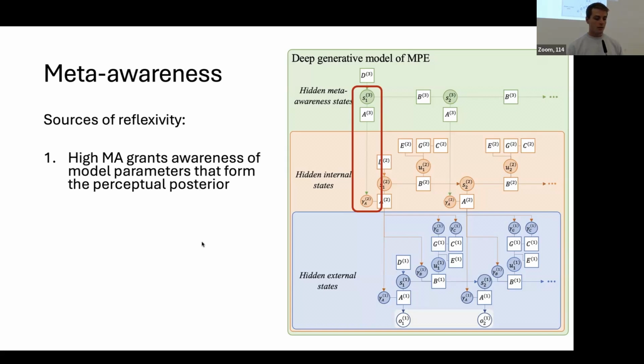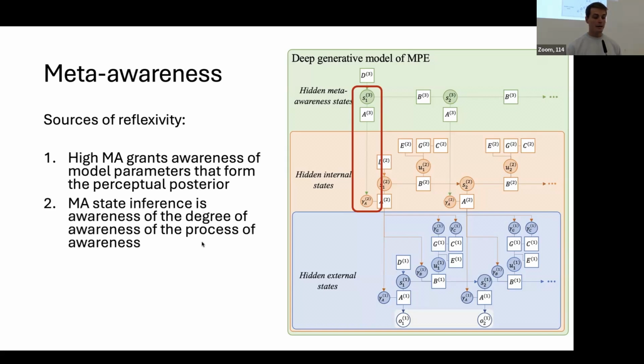But also you add state inference about that parameter. And now you end up with something that feels like an awareness, right? An awareness up here, because I now have this perceptual inference up here of the degree of awareness, which is the value of my actual precision, of the process of becoming aware of my experience down here. So it gets this very loopy quality to it that maybe isn't immediately obvious at first hand.